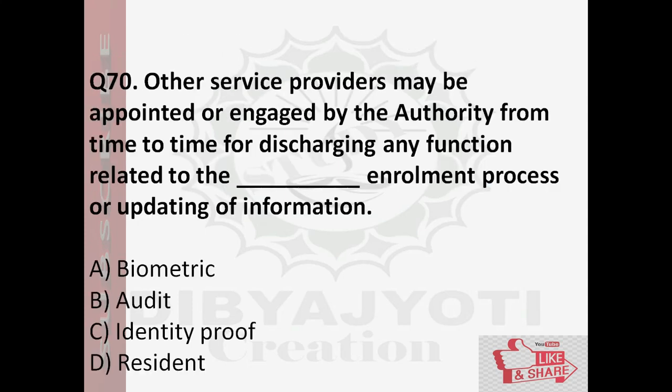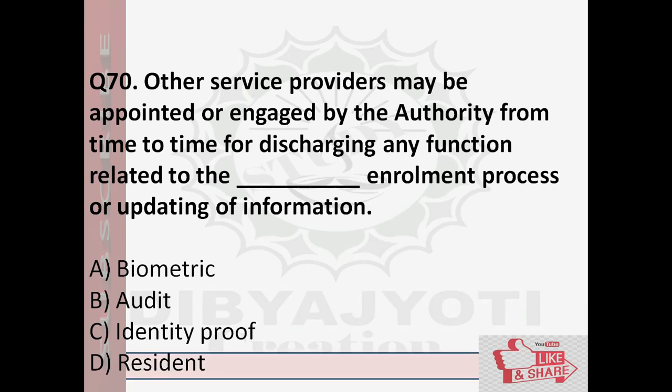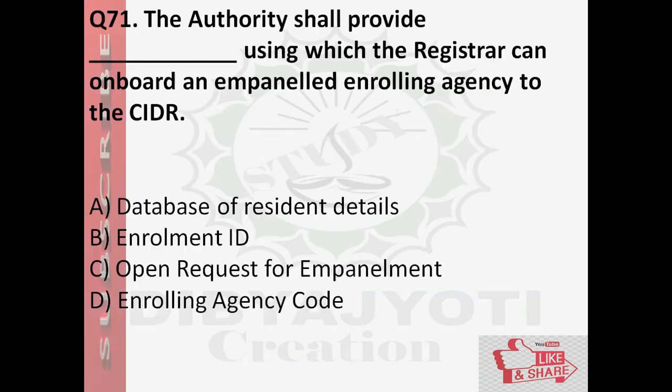Question number 70. Other service providers may be appointed or engaged by the authority from time to time for discharging any function related to the Aadhaar enrollment process or updating of information. Options are option A, biometric, option B, audit, option C, identity proof, option D, resident. And answer is option D, resident.